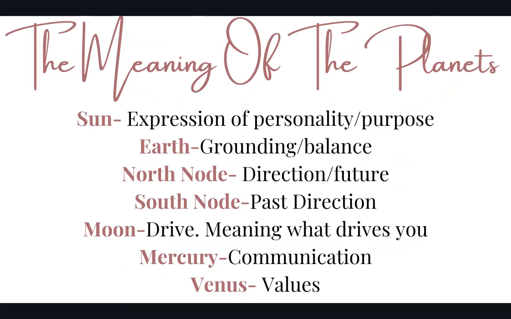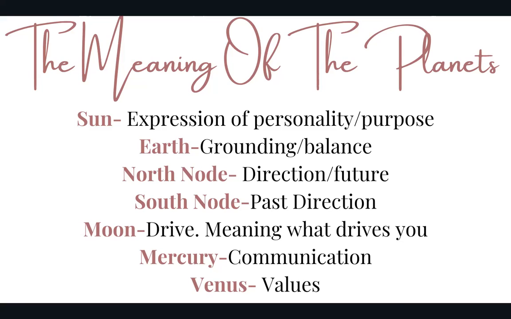Then we have the moon. The moon is what's showing us what drives you, what moves you. We have the North Node, which is all about what's guiding you towards your higher self. And then we have the South Node, which indicates past direction or environments. So that's where we've lived in the past, things we've gone through in the past.